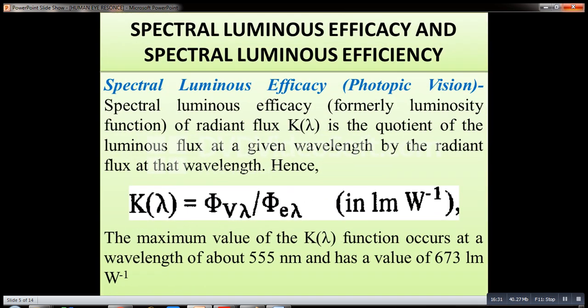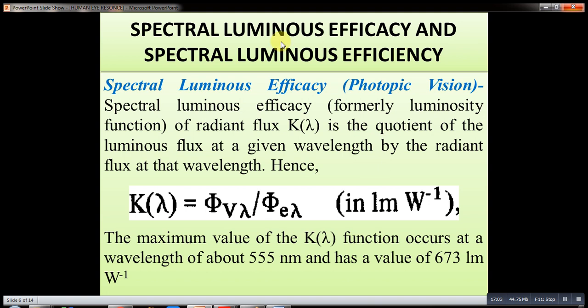Now we will transfer to some concepts which are important to evaluate the optical sources or light sources in the visible region of the electromagnetic spectrum. The first concepts are spectral luminous efficacy and spectral luminous efficiency.